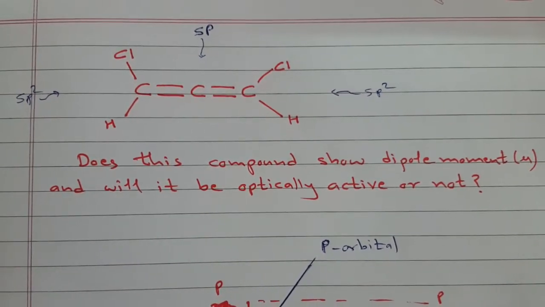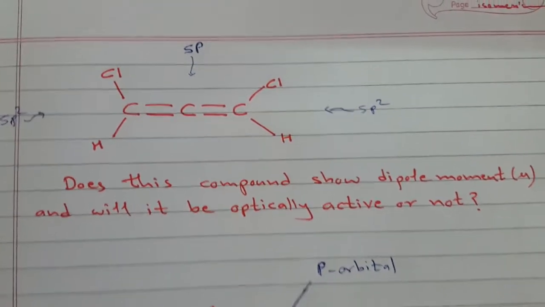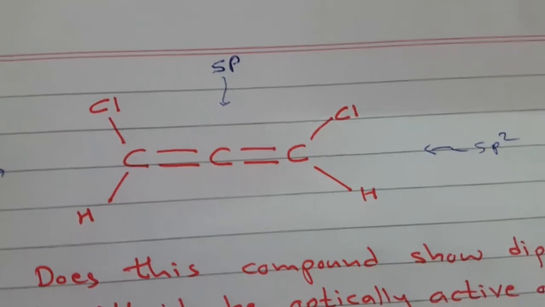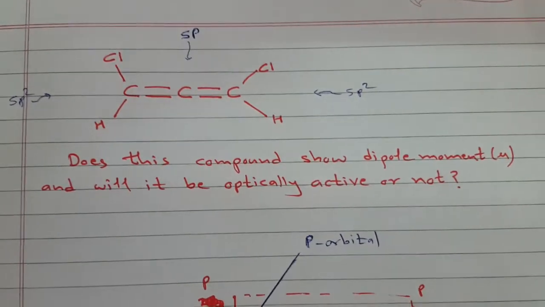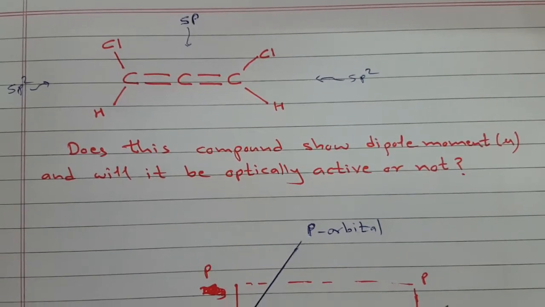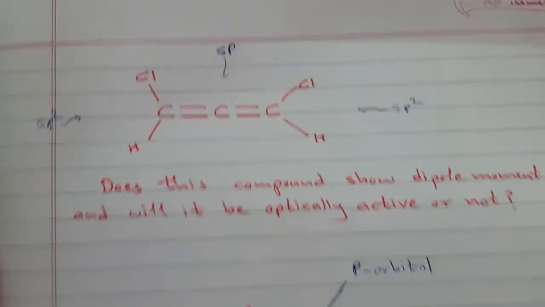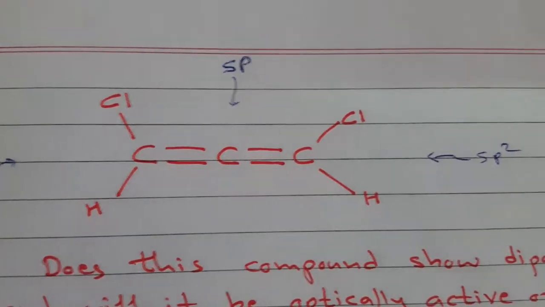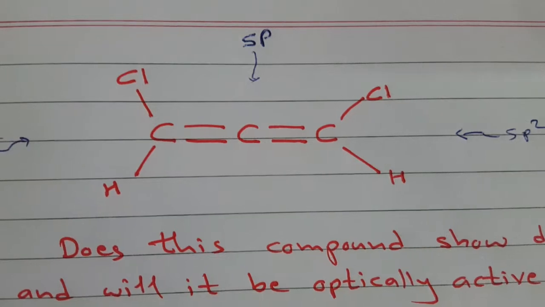And let me answer the question regarding this that was uploaded earlier. It was regarding this allene, and the question was whether this compound has a dipole moment and whether it will be optically active or not. Now let us try to understand the geometry of this compound.